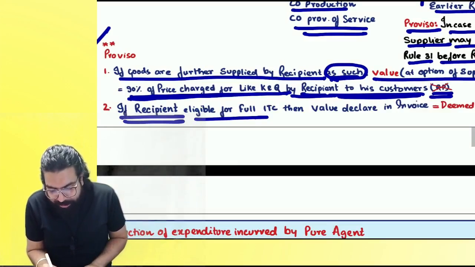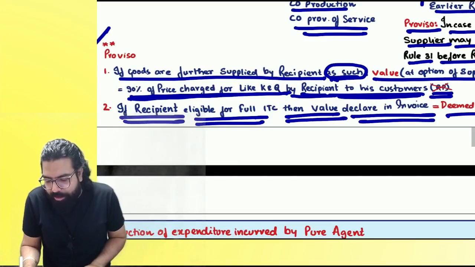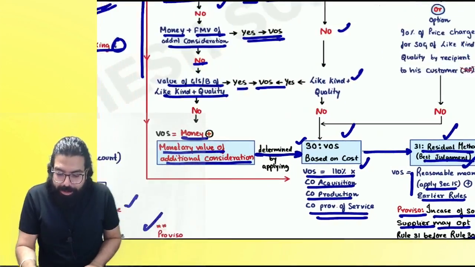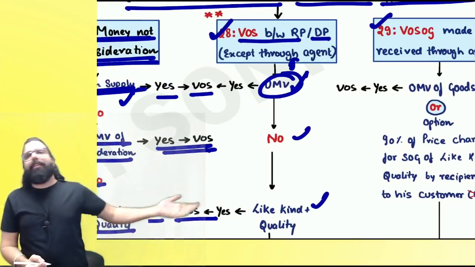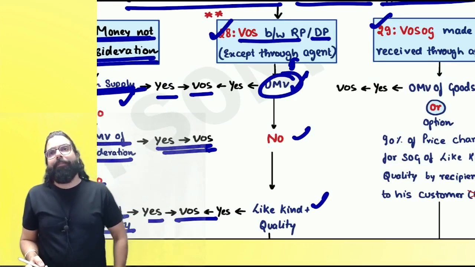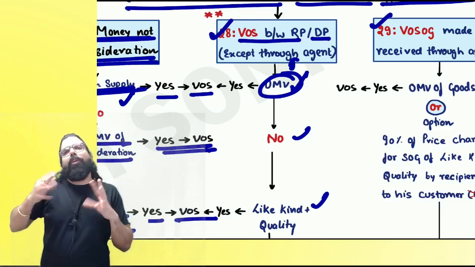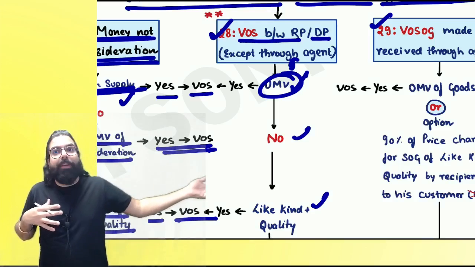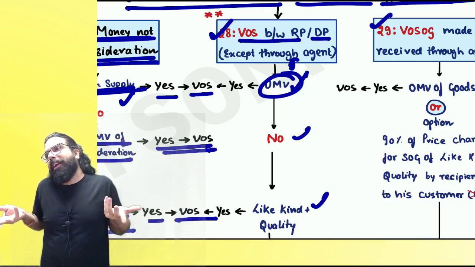If the recipient is eligible for full ITC, then always remember the value declared in the invoice can be taken as the deemed open market value, and open market value will become the value of supply. So if my recipient is eligible for full ITC, then the government is telling Ramesh, supply him. See, I will sell him for 1 rupee, no problem. He will further sell to the customer. He will charge GST and give it to the government. He will not get any input tax credit now.